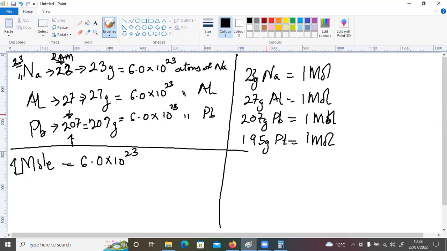And if I go inside here, I try and count the number of atoms inside this 23 grams of sodium, I'll find it is equal to that number. If I take 27 grams of aluminium, I go inside and count the number of particles which are there, I'll find the same number. The same, I come here, I take 195 grams of platinum, I count the number of atoms of platinum inside, I'll find that particular number over there. All right.